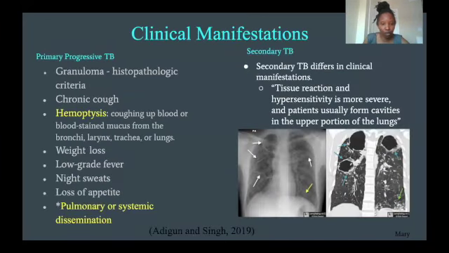Manifestations include cough, hemoptysis, that is when someone coughs up blood, meaning that the TB has destroyed lung tissues. Weight loss, someone can have low-grade fever, night sweats, and loss of appetite. And then we have pulmonary or systemic dissemination, meaning that it has spread to other organs of the body.